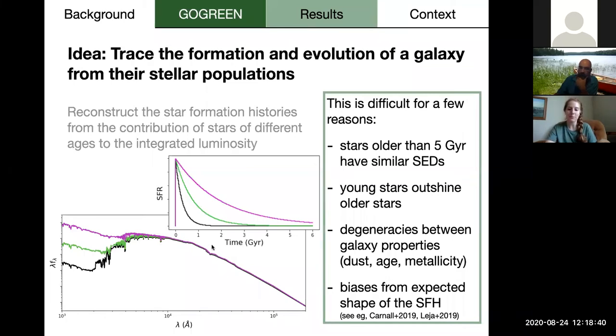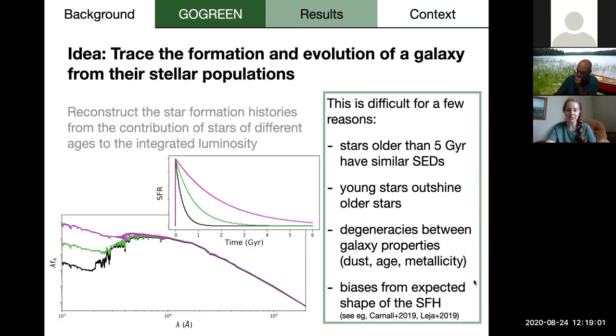There are also problems trying to distinguish different galaxy properties, because some of them will have similar distortions to the shape of the SED. So dust, age, and metallicity will all simultaneously redden your SED, so you have to consider all of them together when trying to constrain the star formation history.